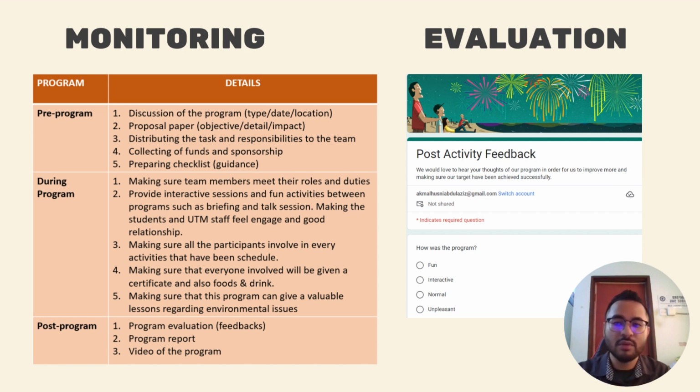For the post program, we will do a program evaluation such as Google form, as we can see here, to gain feedbacks. Next, we will do a program report and also video of the program. For the evaluation, we will do a form in which the main objective is that we want to get a feedback and know what the community feels about these events, or what the UTM students and also the staff gain from this event.